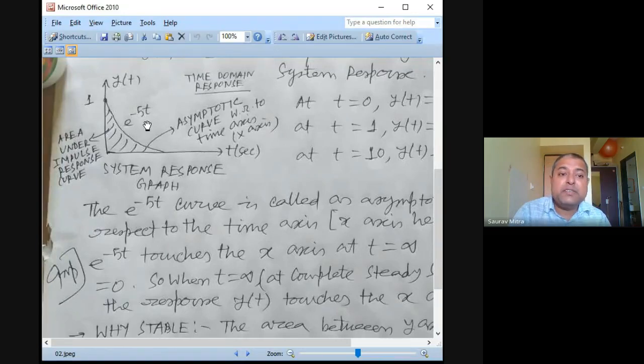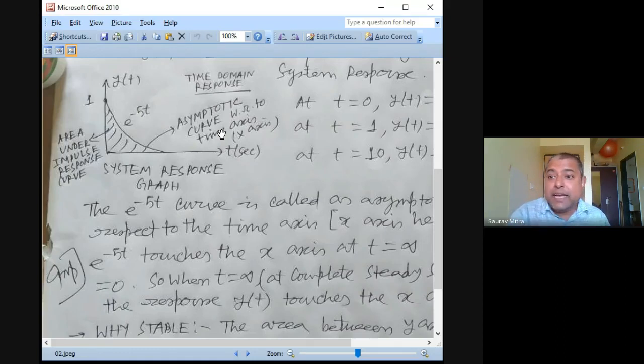If you are substituting t is equal to infinity, that means e raised to minus infinity is equal to 0. That means all the graphs e raised to minus at have to touch the ground, or time axis, at t is equal to infinity. Hence, this graph e raised to minus at and this time axis are called asymptotic. What is meant by asymptotic? You might have heard it many times.